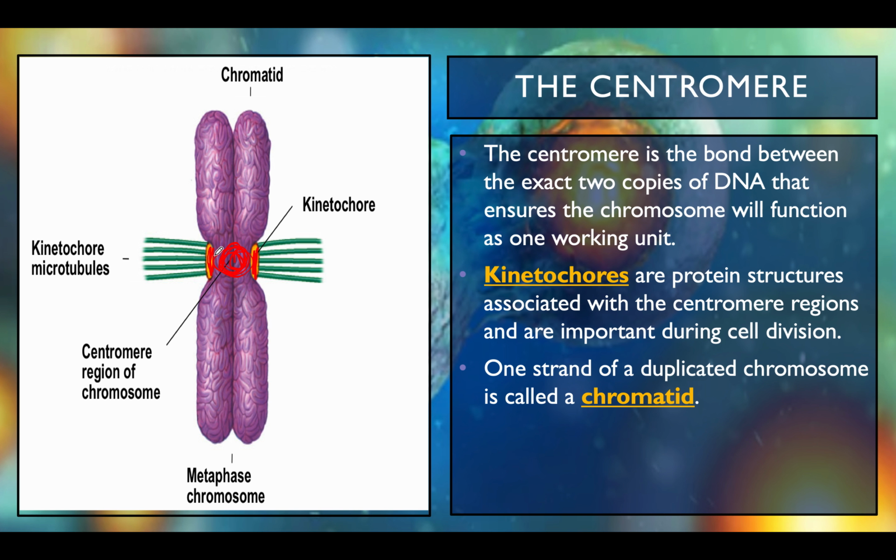One strand of a duplicated chromosome is called a chromatid. So this is one strand. This right here, a chromatid. This right here, another chromatid. They are identical to each other. They really are. The chromatids are exact copies of each other, just what I was telling you, correct?